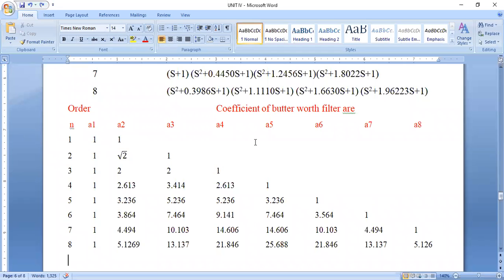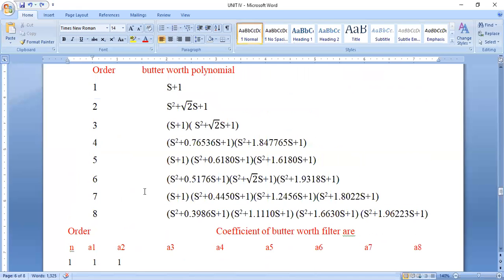That makes the terms unity coefficients. Either it is a first order or eighth order, the initial coefficient is 1 and the final coefficient is 1. That makes the entire coefficient set of the Butterworth filter unity coefficients. Now if we see the odd polynomials, first order, third order, fifth order, and seventh order, all of these have the term s plus 1.